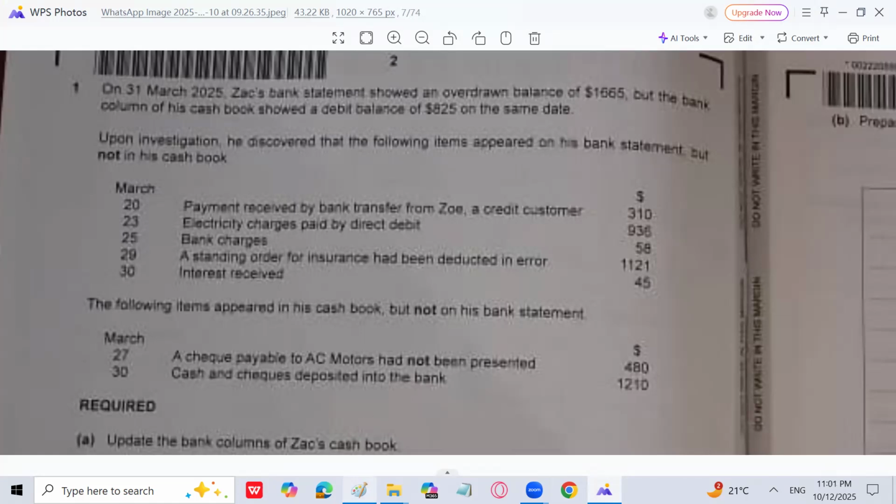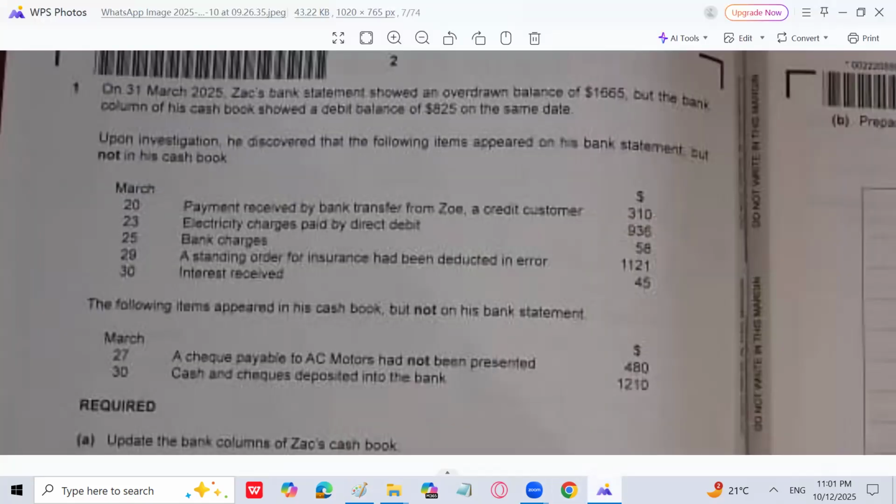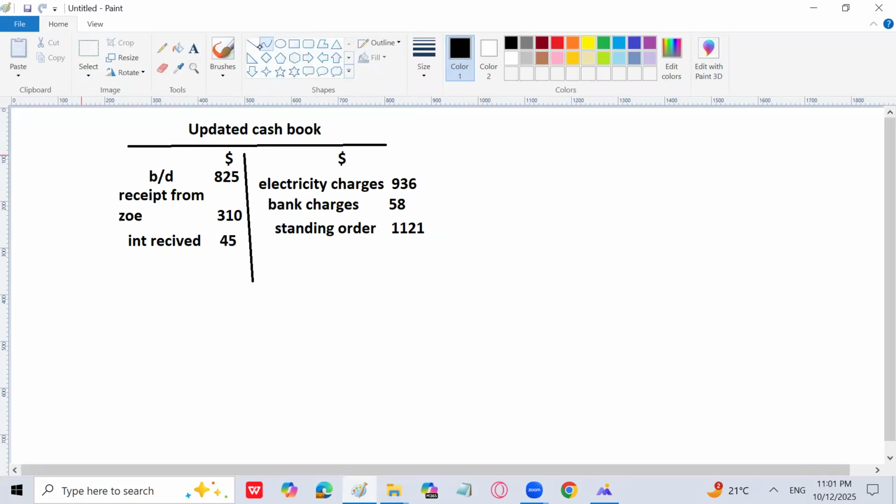It is debited in the bank statement, but not yet credited in the cash book. So I will write here, and the name is going to be standing order, and that is 1121. That's it. The next is going to be interest received. Interest received by the bank, but not yet debited in the cash book. So it's a receipt. It will come on the debit side with the name interest received, and the amount is going to be 45.